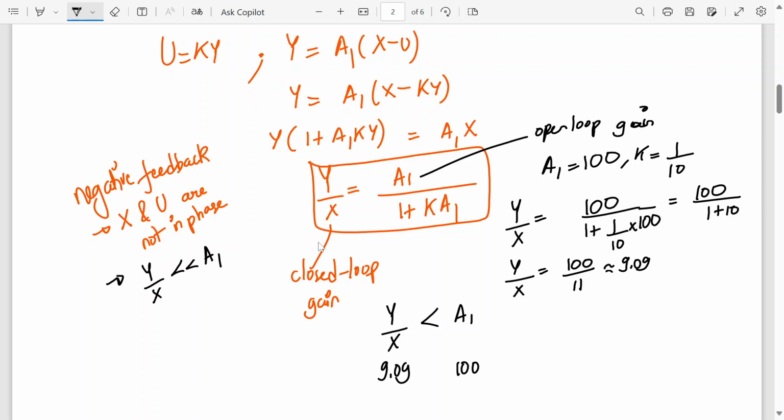Matlab closed loop gain का, the value of the closed loop gain is very less compared to open loop gain. Open loop gain is 100 and closed loop gain is 9.09. So which is very far off.